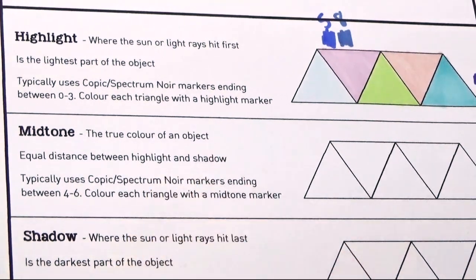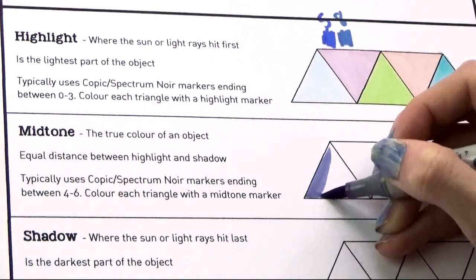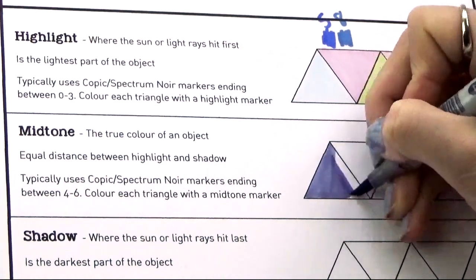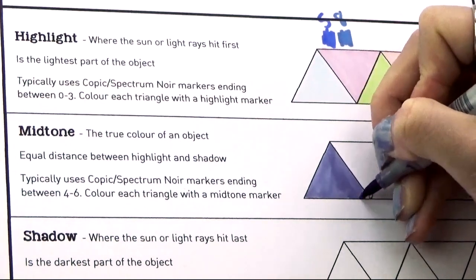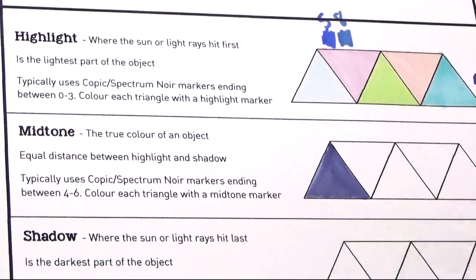Coming down into your midtone here. So the midtone is typically the true color of an object. It's equal parts between the highlight and shadow. So typically with the Copic numbering system, that's going to be anything ending between 4 and 6. So for example, I can go and grab here my BV04, that's definitely going to fall within that midtone range. So I just want you to go to your markers and pick something out that's going to be a midtone. You don't have to colour neatly here, just get your colour down on the page so we can see that nice and clearly. Fill in each triangle.